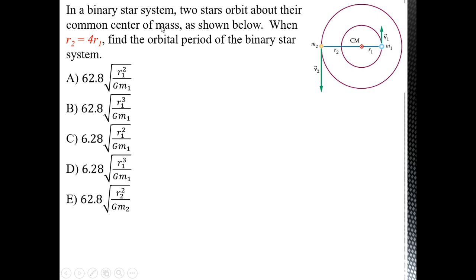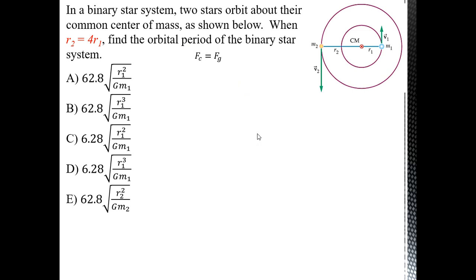The statement says there are two stars orbiting around a common center of mass, and then it gives us that R2, the distance from M2 to the center of mass of the system, is 4 times R1. Okay, and it asks us to find the orbital period of the binary system. So to go ahead and do that, we first set up a physics statement that the centripetal force is equal to the gravitational force of attraction.